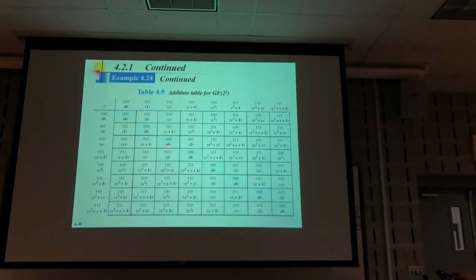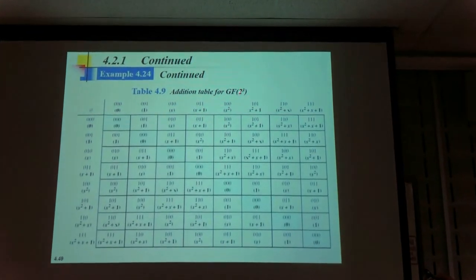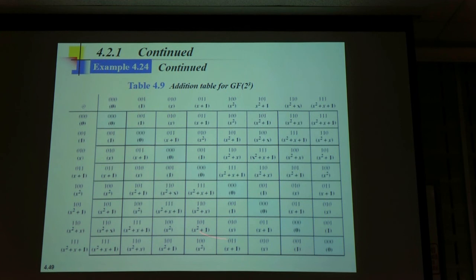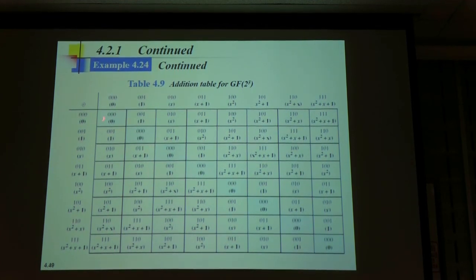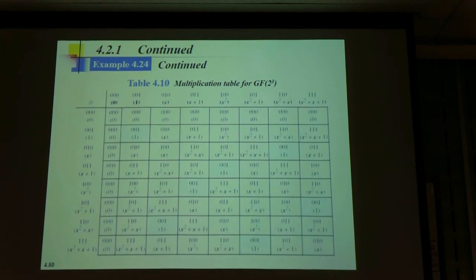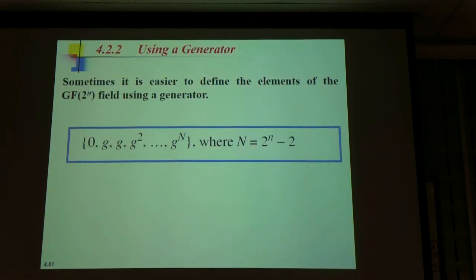So in here, for example, the addition table for GF. You have 3 elements, and they could be represented as polynomials and all of that, right? And this is for the multiplication.